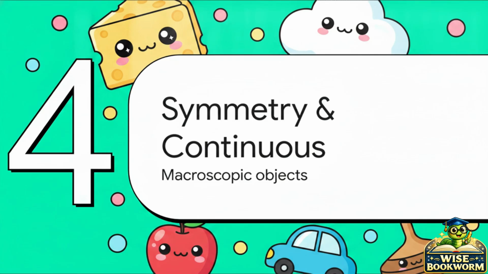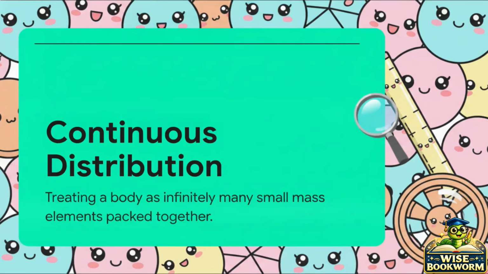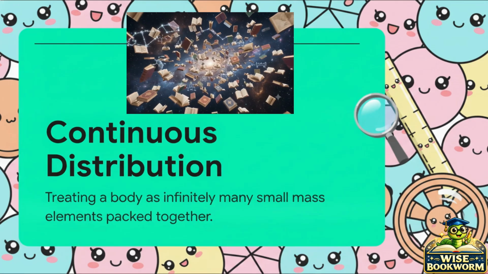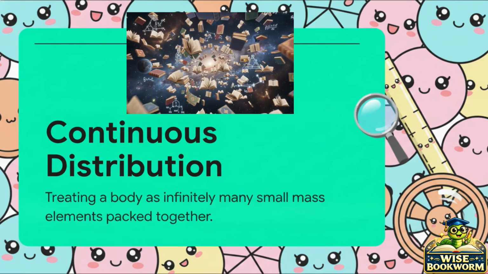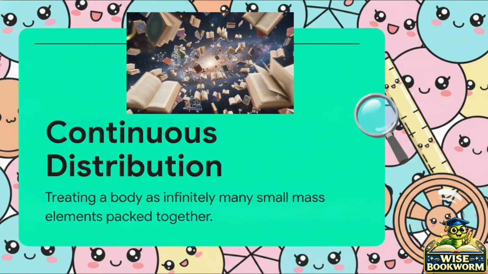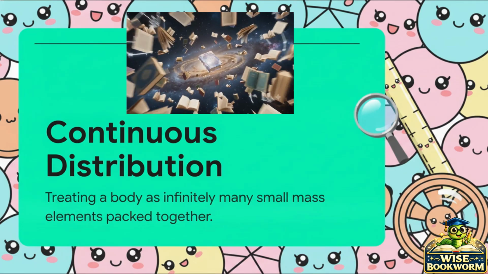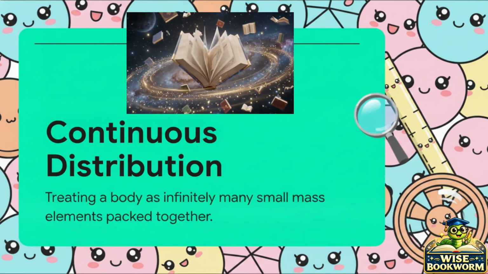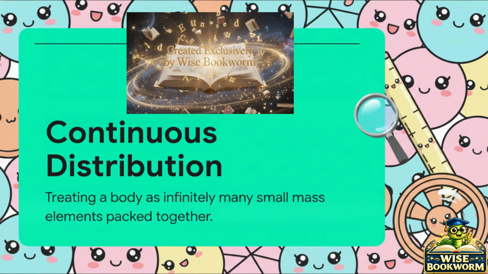All right, Section 4, Symmetry and Continuous Bodies. Let's see how this scales up. Now, because there are literally way too many atoms to count in an everyday rigid body, like, say, a meter stick or a heavy flywheel, we definitely can't do a discrete mathematical summation for every single microscopic particle. Nobody has time for that.